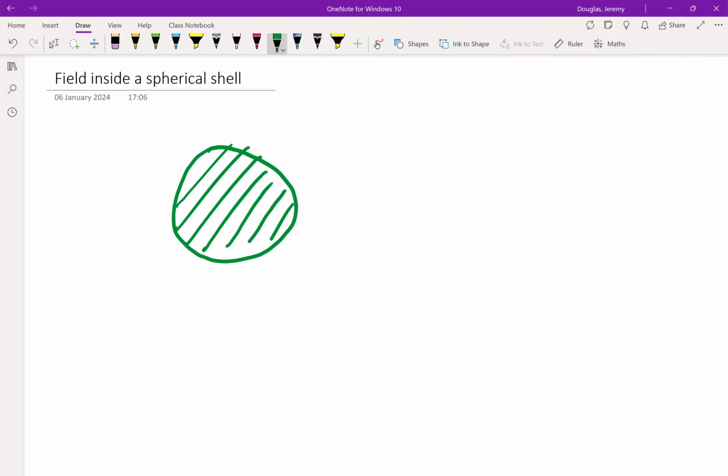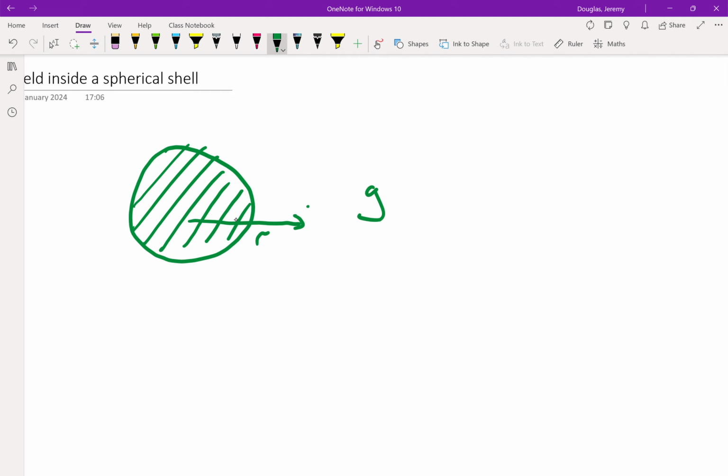When we're outside the Earth, we're fine. We reckon that the field, depending on the distance r from the centre, the gravitational field strength, little g, is equal to minus GM over r squared, where M is the total mass of the Earth. But what if we were beneath the Earth's surface?